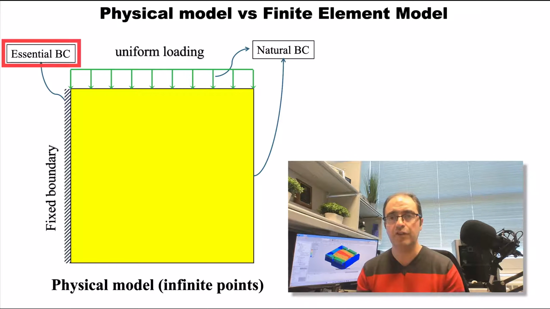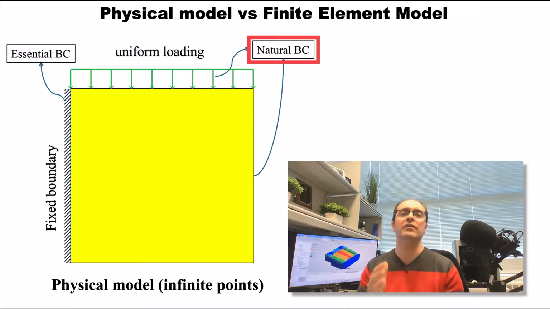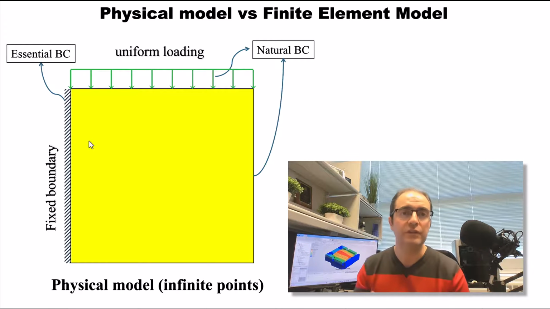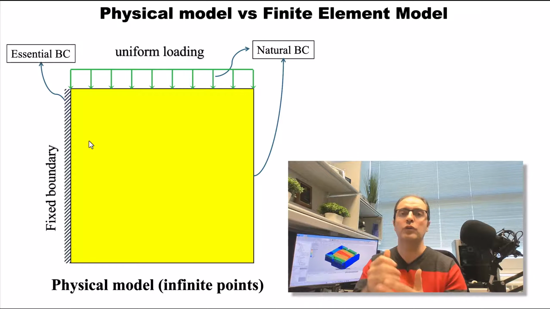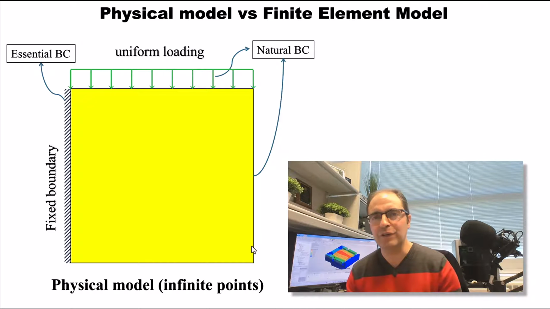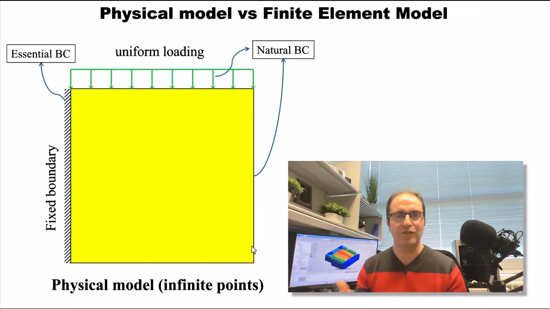One is called essential boundary condition, and the other one is called natural boundary condition. In theory of finite element, the essential boundary condition is when we fix the field variable itself, here being the displacement, and the natural boundary condition is when we set the first derivative of the field variable equal to a number. These are, for example, uniform loading and traction-free surface like this. Another name for natural boundary conditions, as engineers use, is just loading.